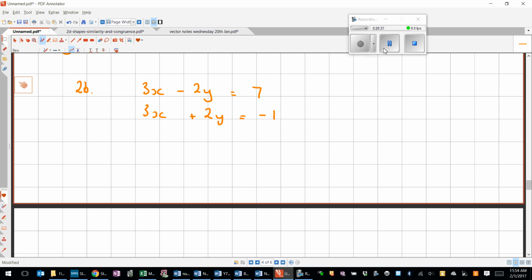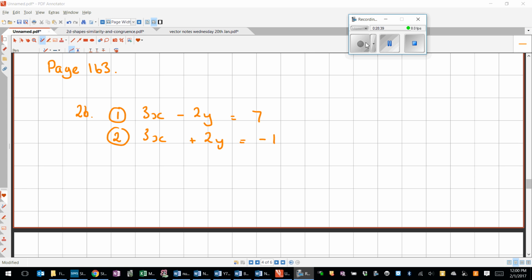So if we have a look, first of all, we want to identify which variable we want to eliminate. Which one do you choose? Y. Okay, so you're choosing to eliminate the y. Fair choice. How are you going to eliminate? Do you add or subtract? So we're adding. We've got different signs, so we're going to add.